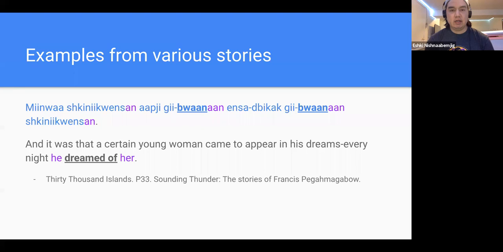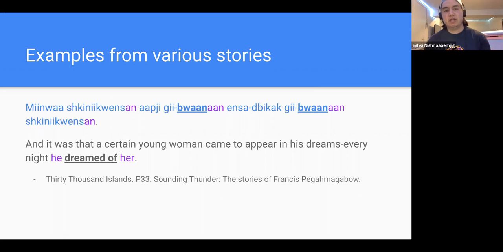Apaji gibuanan. He dreamt of her. So in the context, we don't know who's dreaming of her, but we know that it's not her that's dreaming because she has the an at the end. So someone else is apaji gibuanan. And Sadibakuk, every night, and then says it again, Gibuanan, Eshki-nishnaabemjig.